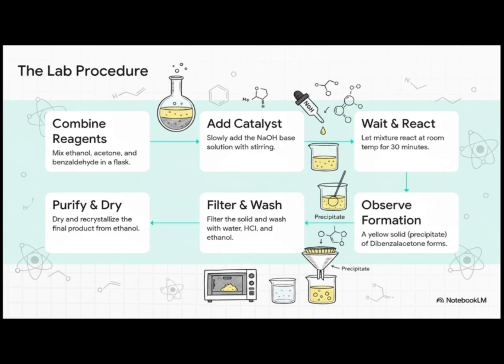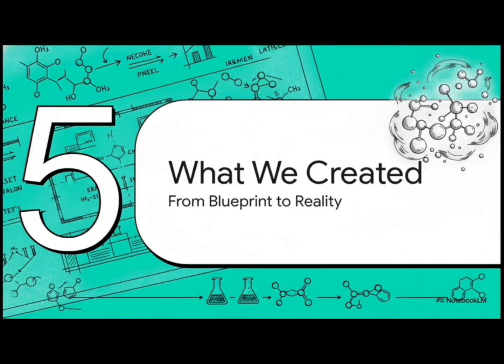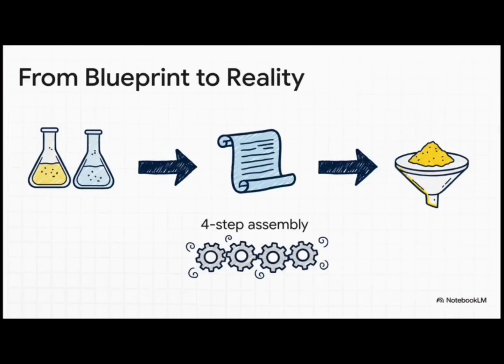The last few steps are really just about cleanup, filtering, washing, and drying our brand new creation. So let's just take a step back. We've gone from a simple blueprint on paper all the way through a 4-step molecular assembly line to a real-world lab procedure. So what did we actually make, and what's the big takeaway here? To sum it all up, it's this simple. We started with 2 basic liquids, benzaldehyde and acetone. We used a very specific master plan called the Claisen-Schmidt condensation. We followed a precise 4-step molecular assembly process, and in the end, we created dibenzalacetone, a brand new yellow solid compound practically out of thin air, or, well, right out of our starting chemicals.